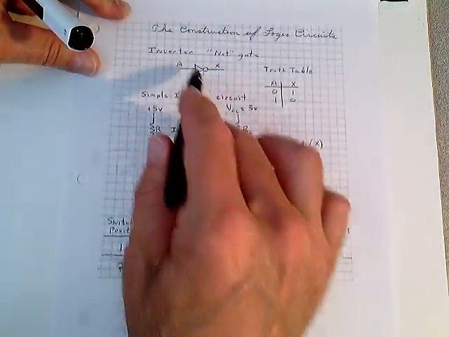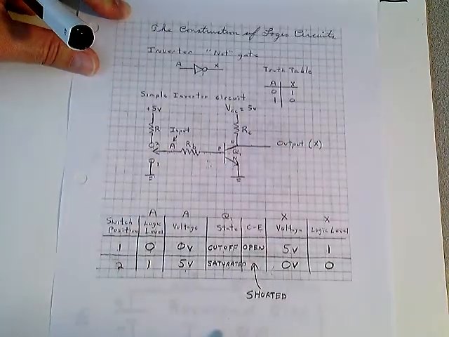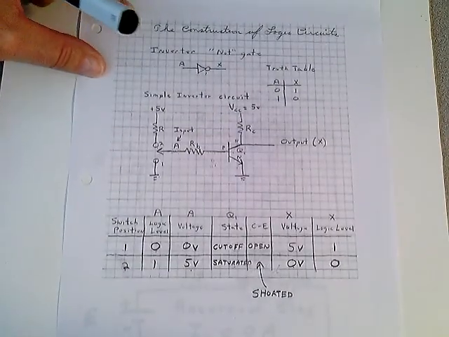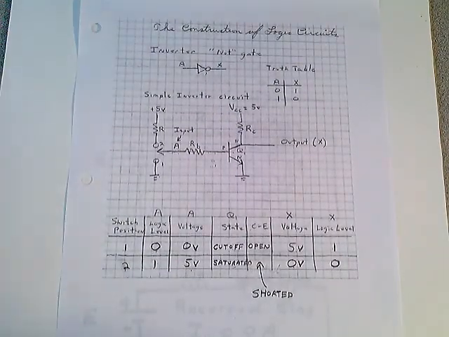That's how you build that circuit with a bipolar transistor. Put in a 0, you get out a 1. You put in a 1, you get out a 0. That concludes the lecture.